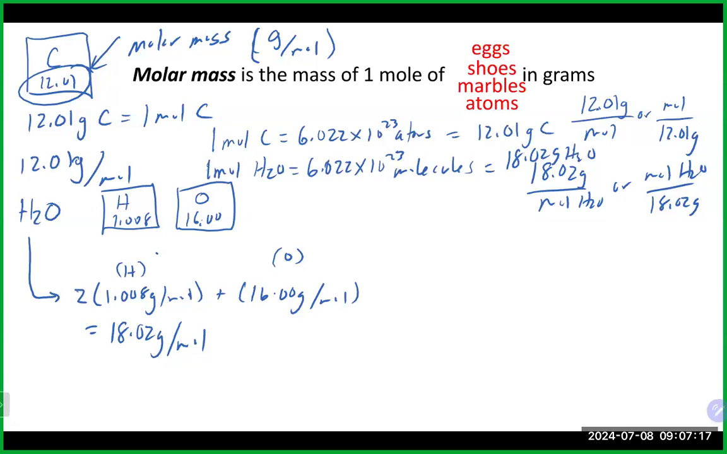So 1 mole of a substance is equal to that many grams, and still equal to Avogadro's number worth of atoms or molecules. Any questions on any of that?